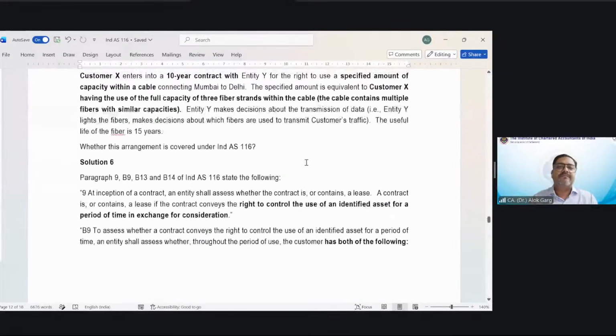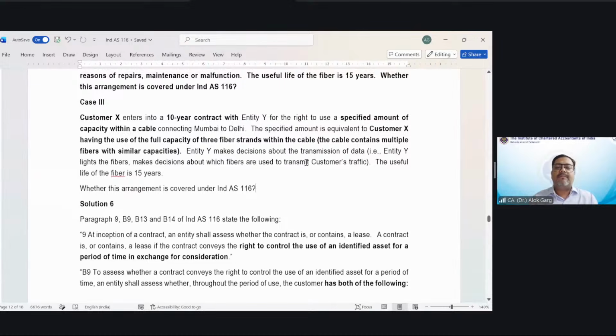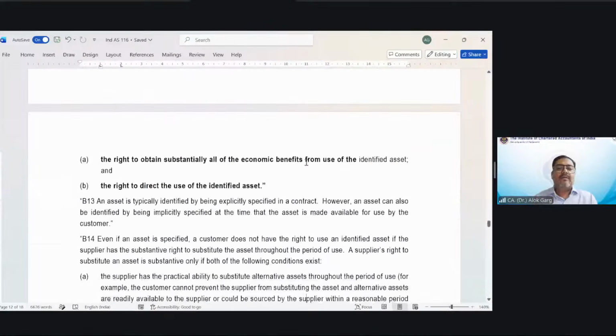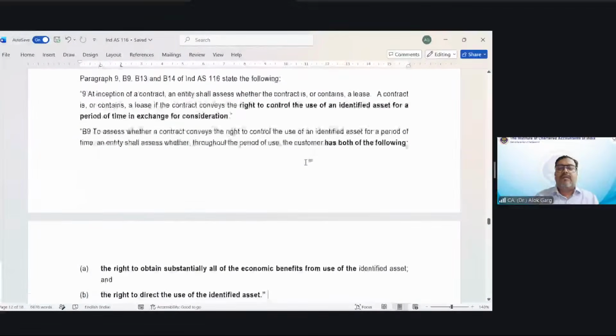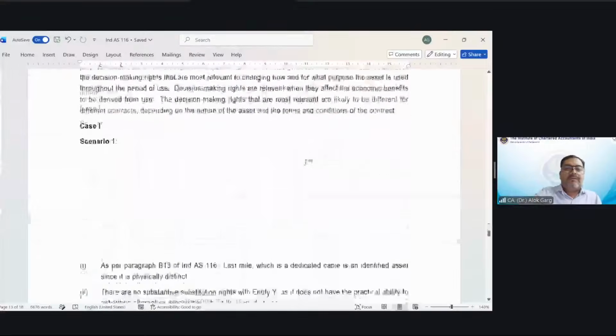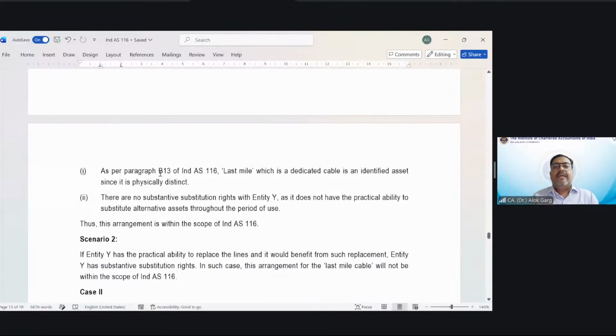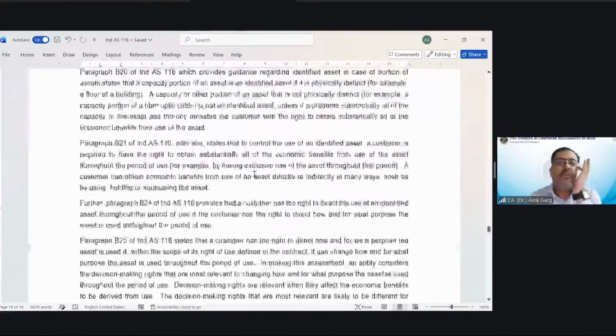So let's discuss this. Case 1. Last mile, which is a dedicated cable, is an identified asset since it is physically distinct. There is no substantive substitution right with entity Y, as it does not have the practical ability to substitute an alternative asset throughout the period of use, and of course it is not getting any benefit. Thus, this arrangement is within the scope of Ind AS 116. Now moving further.